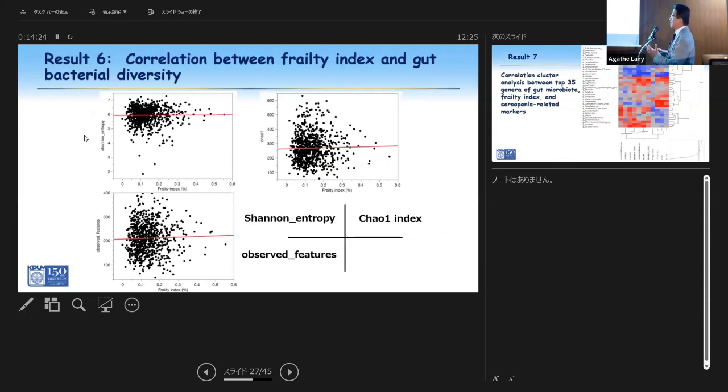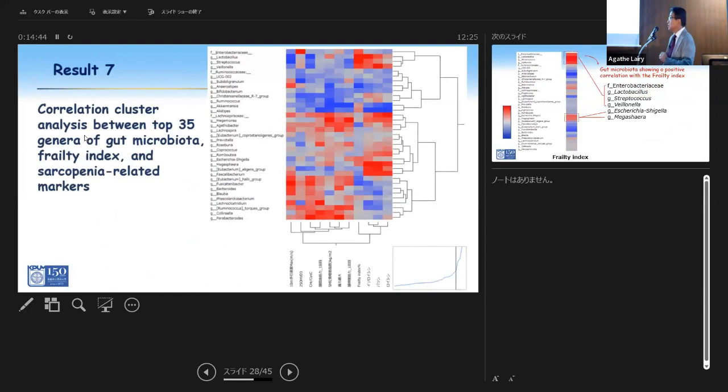This slide shows the diversity. This is Shannon diversity, Chao diversity, observed species. There is no correlation between diversity and chronological ages. This is a busy slide, a correlation analysis. This is the top 35 microbiomes. This is a biomarker of the muscle functions and frailties. This is the range of the frailty index.